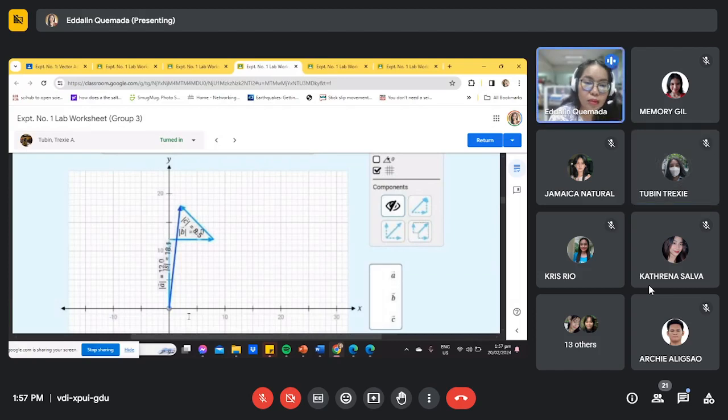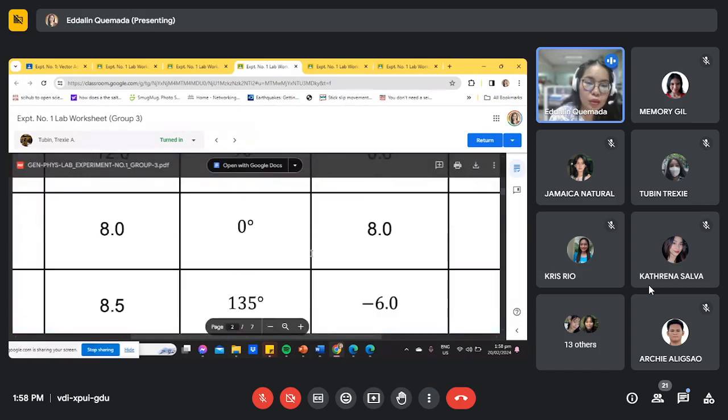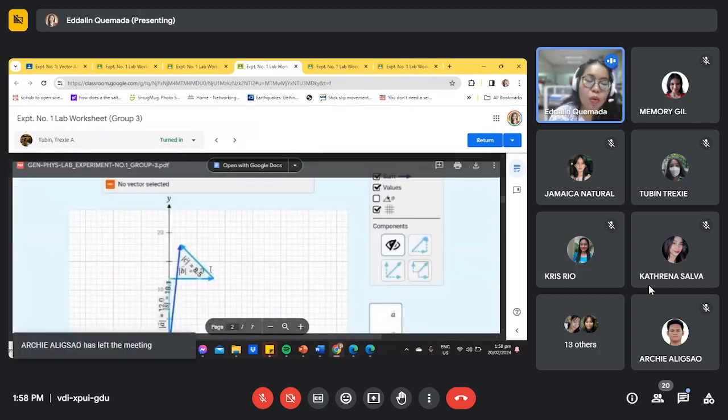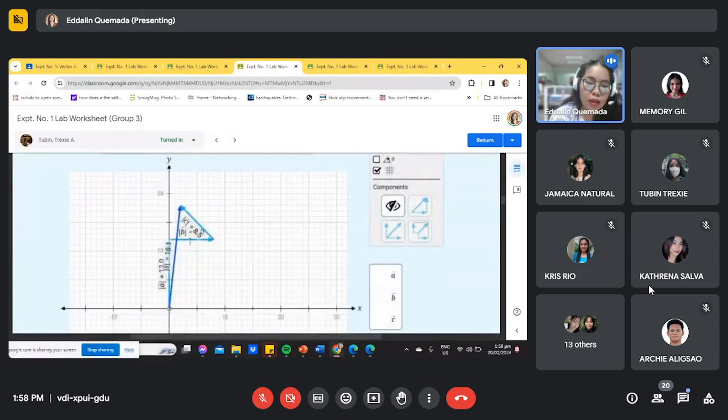Since it's head to tail, we connected vector 1 and vector 2. You connect the second vector to the arrowhead of the first vector, and this is now the third vector. Looking into the orientation of the third vector, the given magnitude is 8.5 and the angle is 135 degrees. So this is now the orientation. What makes vector C different from vectors A and B?